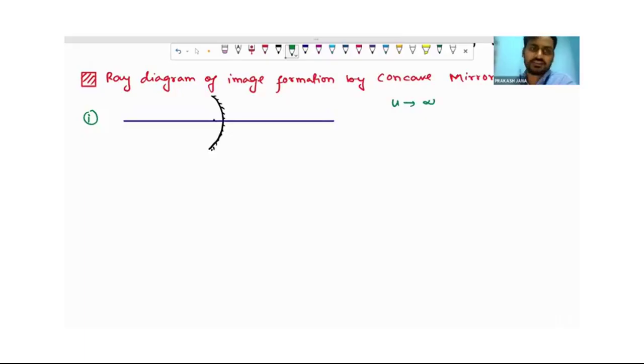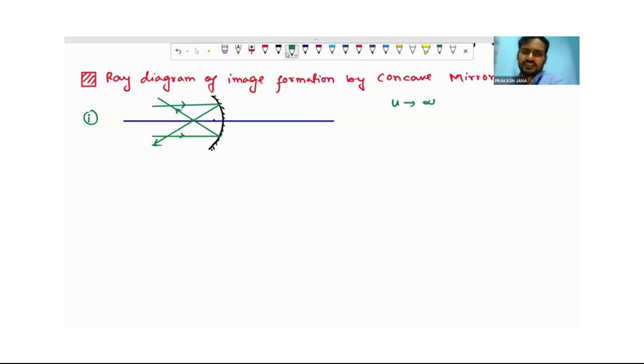Okay, so all the rays that will come will appear parallel to the principal axis because they are coming from infinity. So after reflection, what will happen? It is very easy, as you know. It will pass through the focus after reflection. So after reflection, they will pass through this.